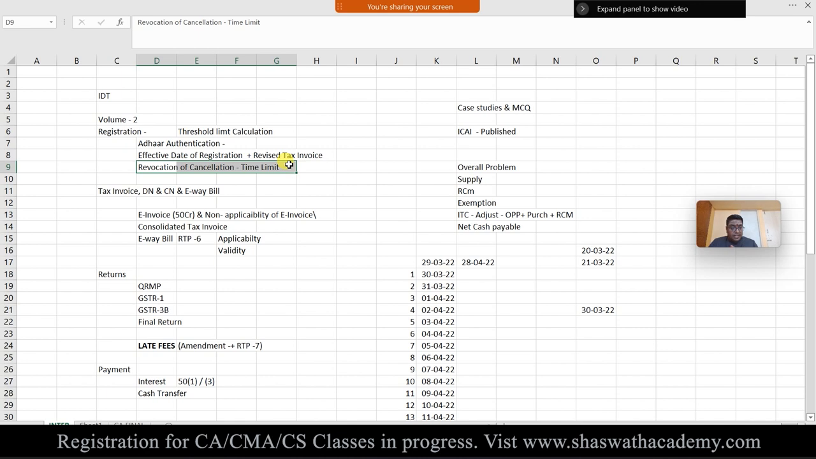See, cancellation scenarios also. Reason for cancellation. Whether the assessee can make an application for cancellation is a separate 4-mark question. Can the proper officer suo moto cancel registration? That is a standalone important 4-mark question for which you have to refer to section 29. Guys, are you all with me?